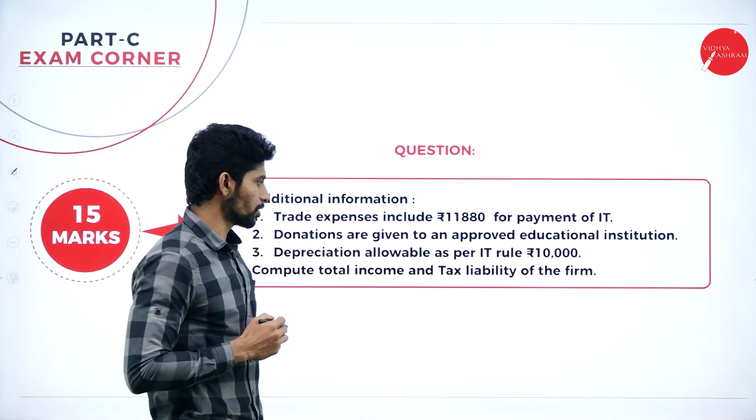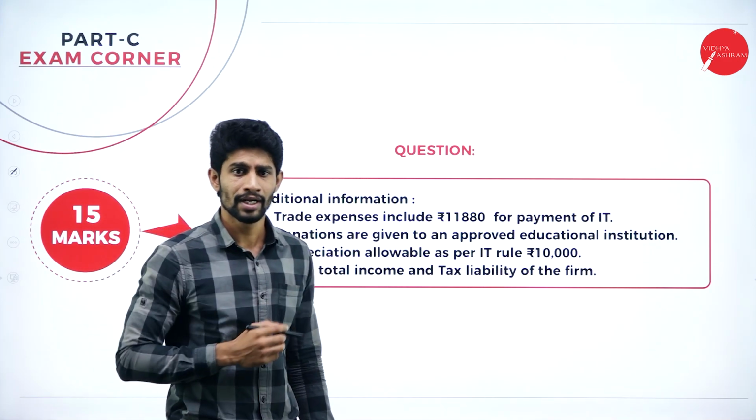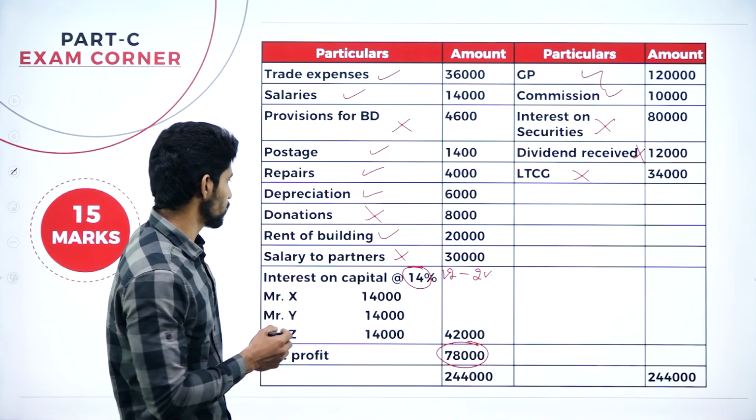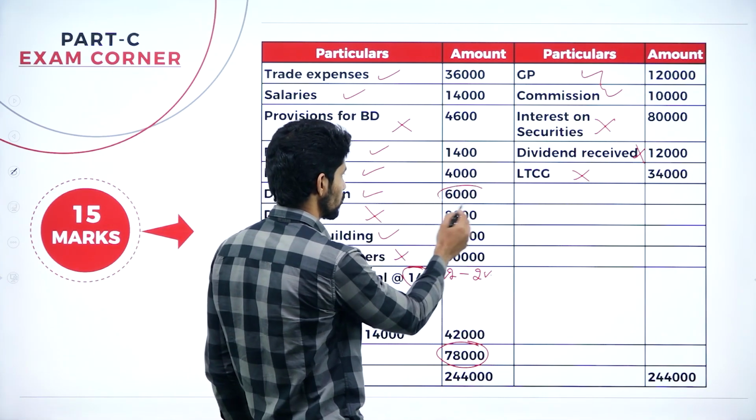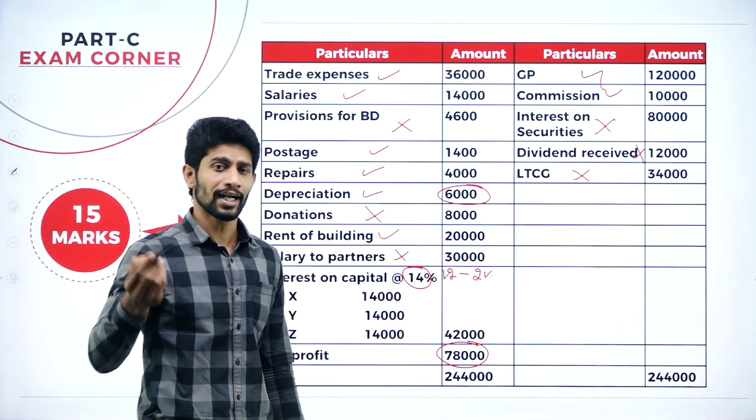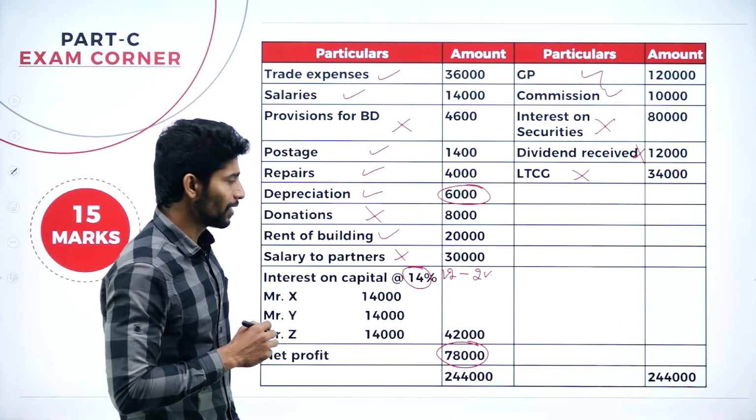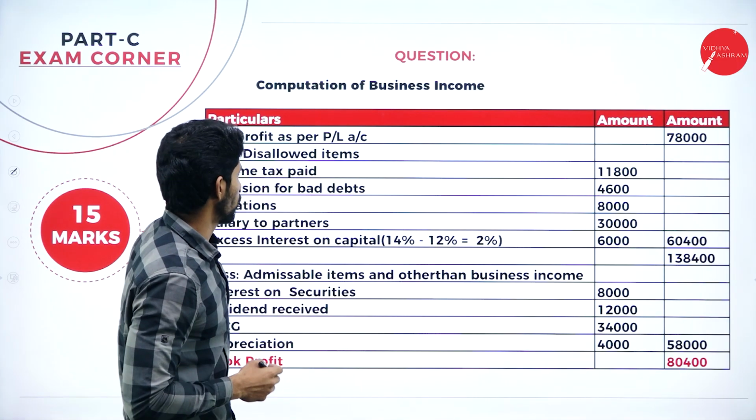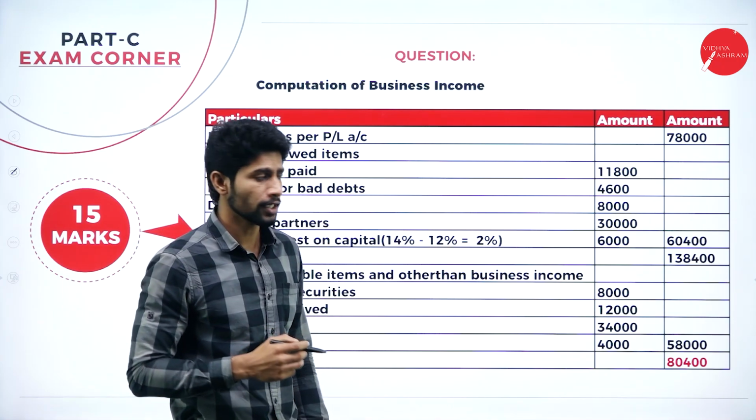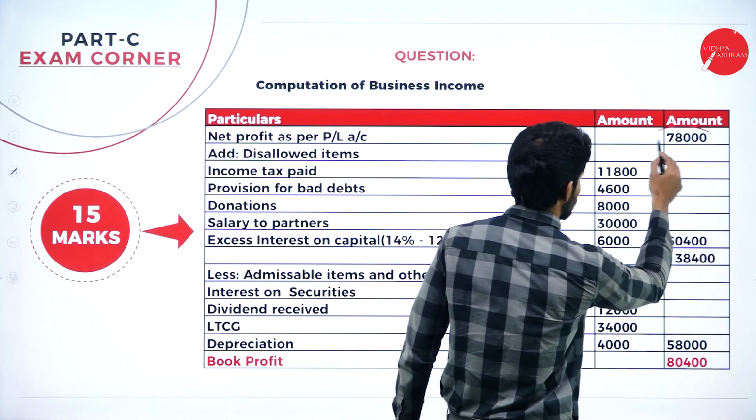Next, depreciation allowable as per IT rules is rupees 10,000. So what is the depreciation he claimed in the problem? He claimed rupees 6,000, but how much can he claim? He can claim up to rupees 10,000. So less the remaining 4,000 of depreciation. So let us solve the problem. Profit as per the P&L account is how much? 78,000.